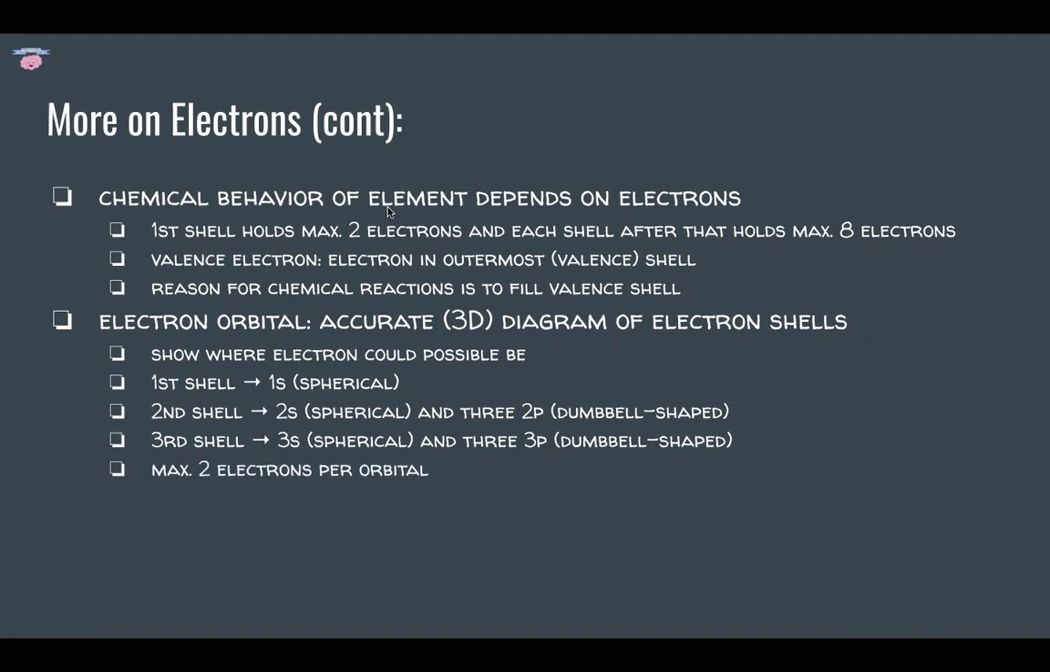There's a maximum of 2 electrons per orbital, not per shell, but per orbital. For example, if this is the orbital, one goes up, one goes down. This is slightly more advanced. It gets into chemistry. But this is how an orbital looks. So the first shell would have this one orbital. The second shell, since it can hold 8 electrons, has 4 orbitals, a spherical one and 3 dumbbell-shaped ones. The third shell, same thing, a spherical one and then 3 dumbbell-shaped ones.